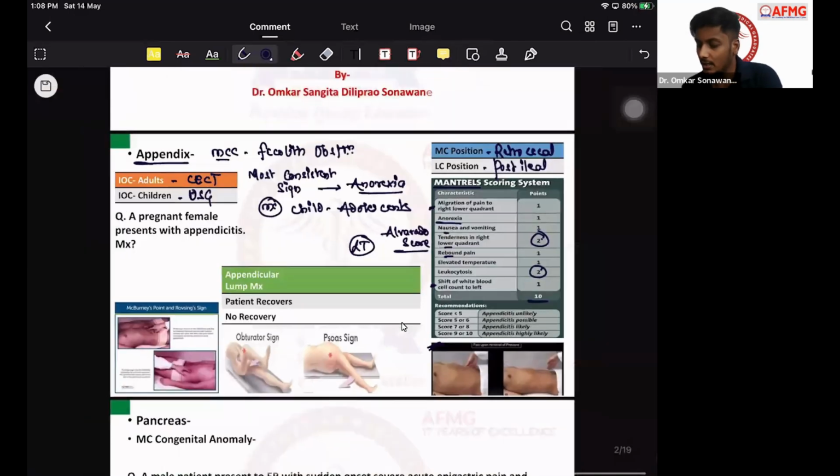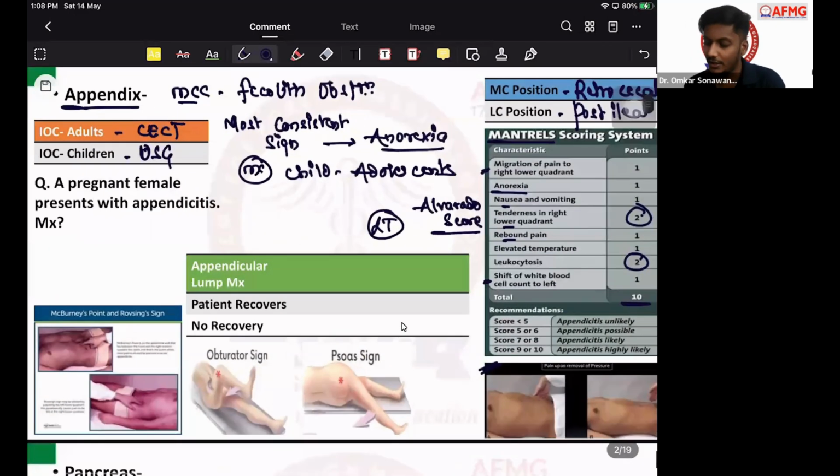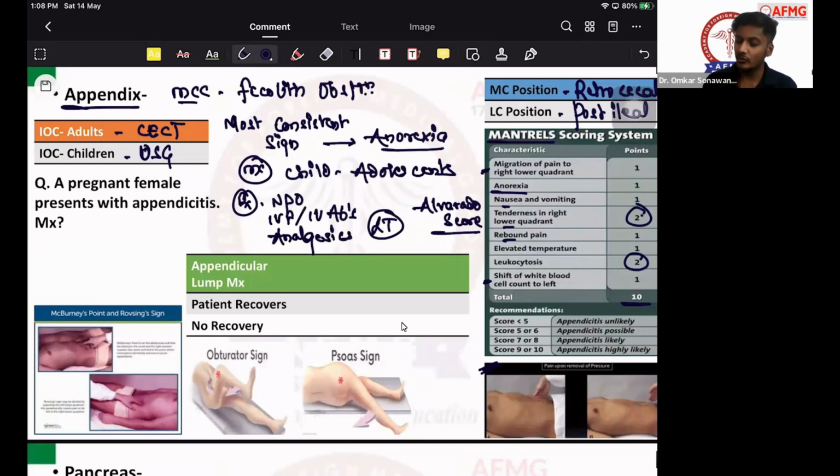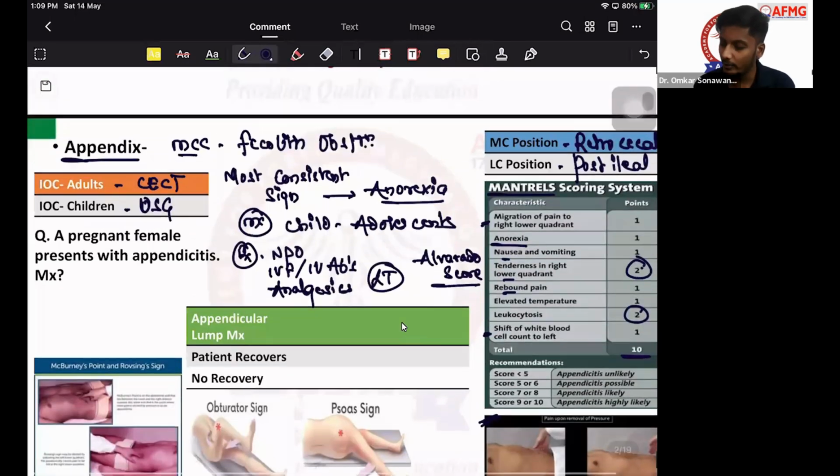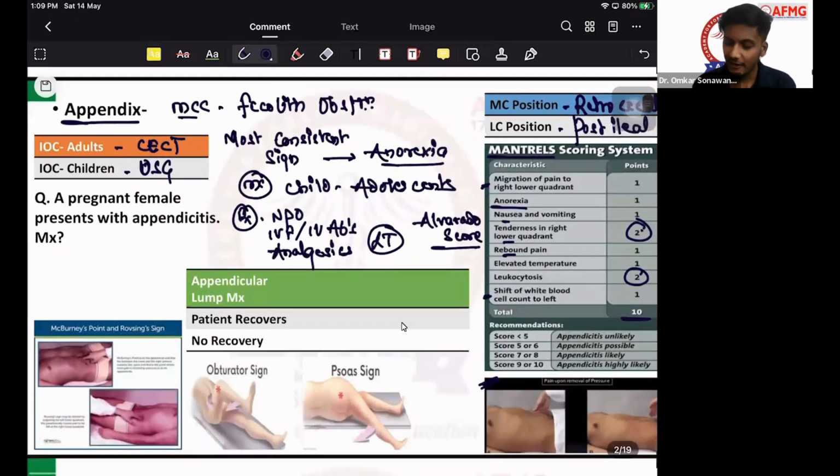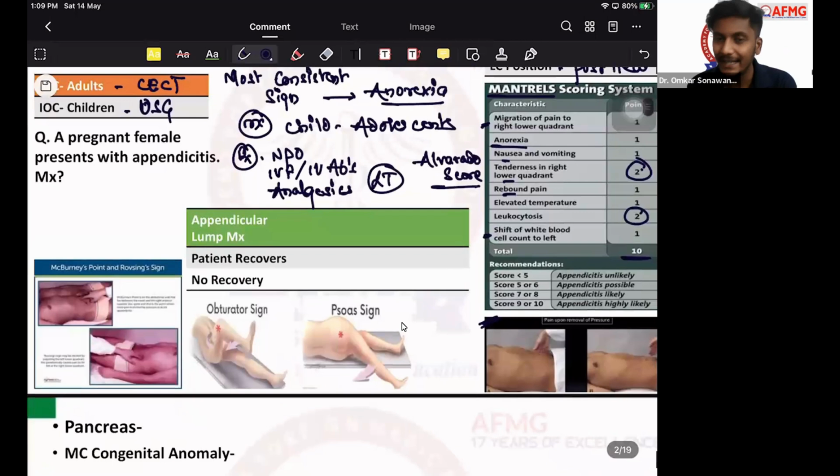Please remember this. Now, if I talk about the treatment, what is the management in cases of acute appendicitis? Definitely, you need to keep the patient nil per oral. You need to give IV fluids, IV antibiotics, and analgesics for pain relief. But the definitive management of acute appendicitis is always appendicectomy.